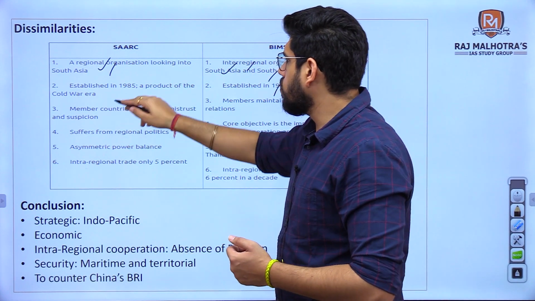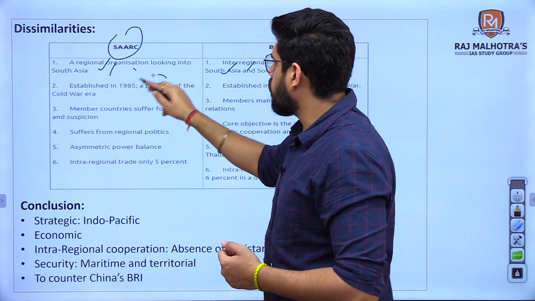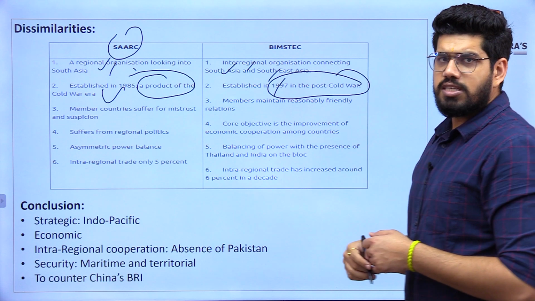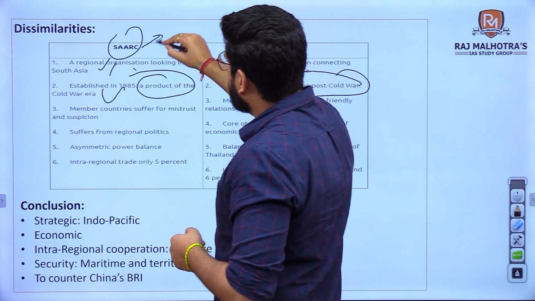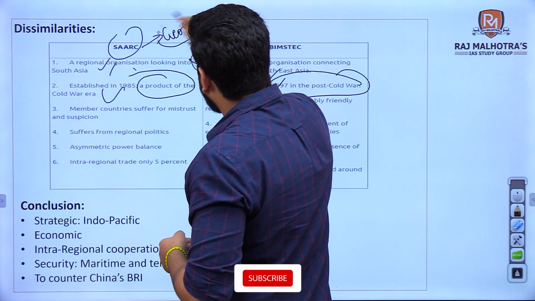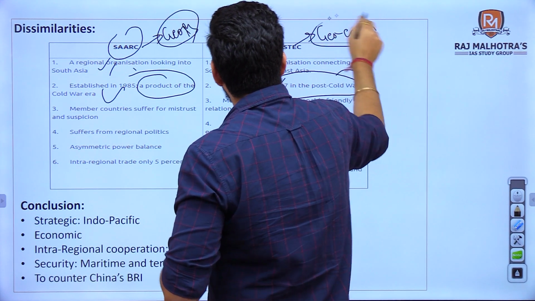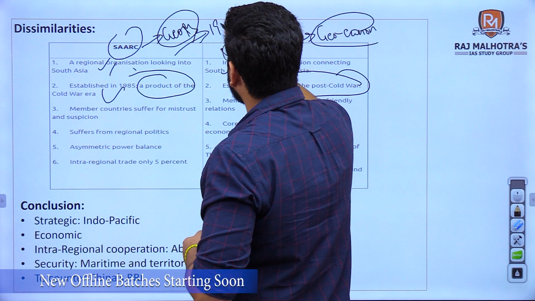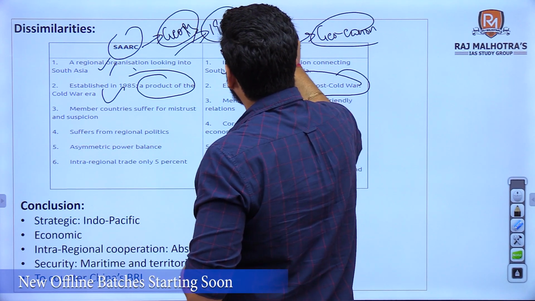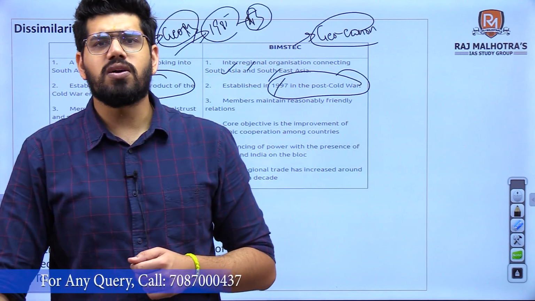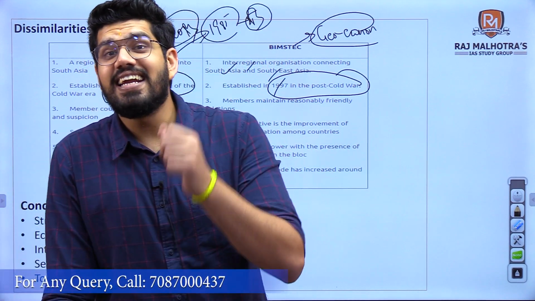Where you can talk about the dissimilarities: SAARC is a product of the Cold War era, BIMSTEC is a post-Cold War era product, because in SAARC the primary factor was geopolitical, whereas in BIMSTEC the primary factor was geo-economic. Now if you talk about the formation of SAARC, it was formed in 1985 and it was the brainchild of Bangladesh. Now this Bangladesh used SAARC, or formulated SAARC, as an anti-India club.